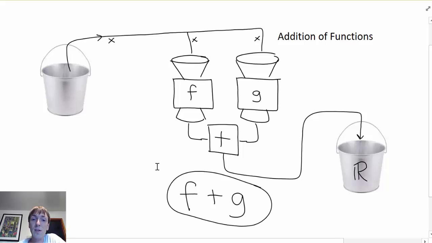So this is how you add functions, but if I take this plus here and I replace it with a times, then I've multiplied the functions instead. Or I can replace it with subtraction or division. So pretty much anything you can do with numbers, you can also do with functions.